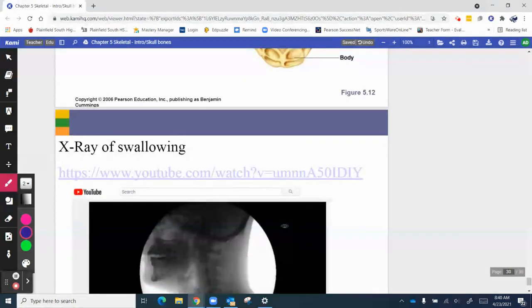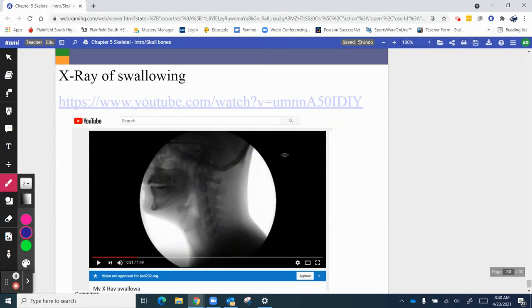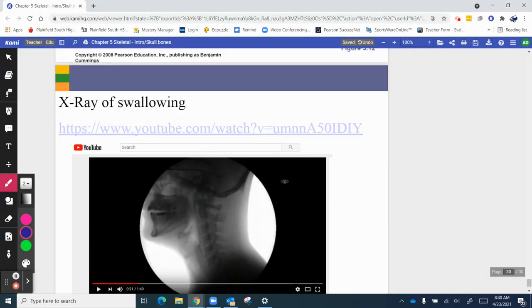Okay. And then I'll post this video again as well. It shows a little bit of that basic swallowing process. And you can see that bone, which is right in here, move as that happens.